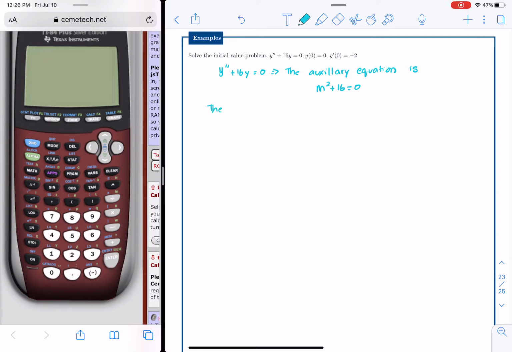So the roots are, it's easy to solve. m squared would equal negative 16. m would be equal to the square root of negative 16. If I pull 16 out of the root, I would have a 4 plus or minus, and the square root of negative 1, which is i. So the first root is 0 plus 4i. The second root is 0 minus 4i. We know that that is alpha, that is beta.